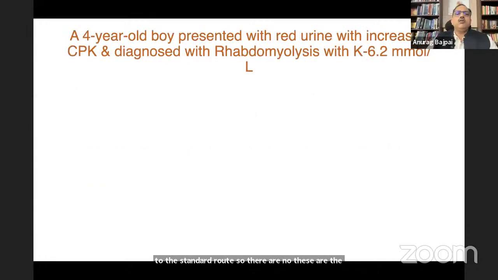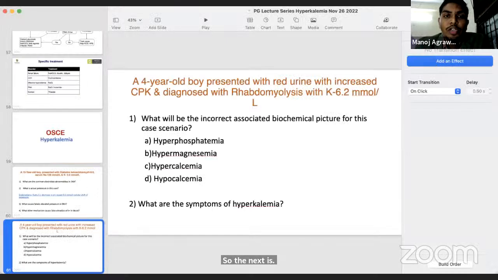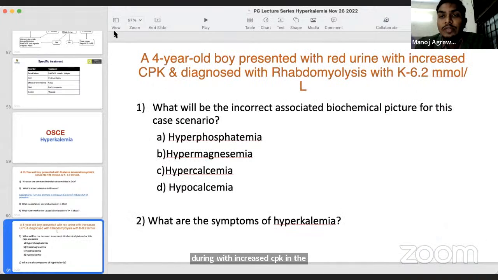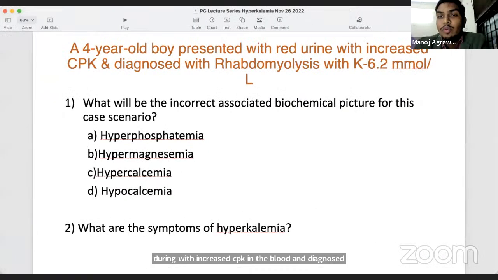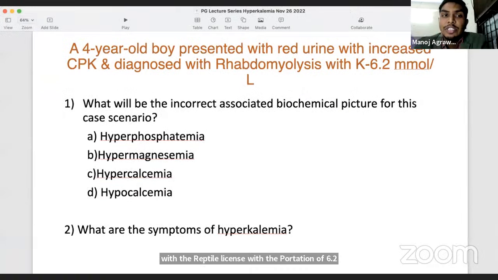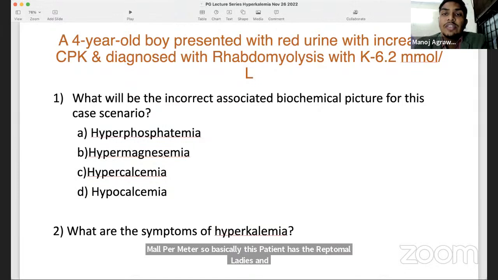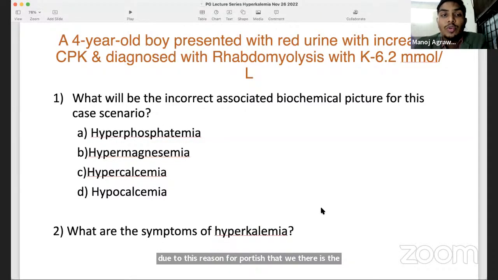Sure. So we'll move forward to the next case. The next case is a 4-year-old boy presented with red urine and increased CPK in the blood, diagnosed with rhabdomyolysis with a potassium of 6.2 millimole per liter. So basically, this patient has rhabdomyolysis, and due to this, there is hyperkalemia. Now my first question is, what will be the incorrect associated biochemical picture for this case scenario?